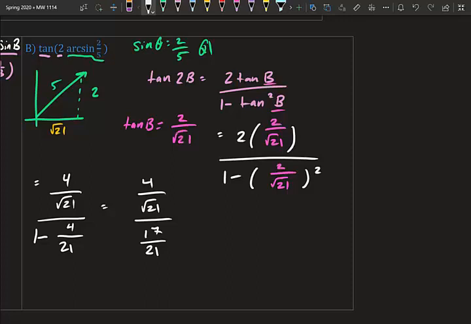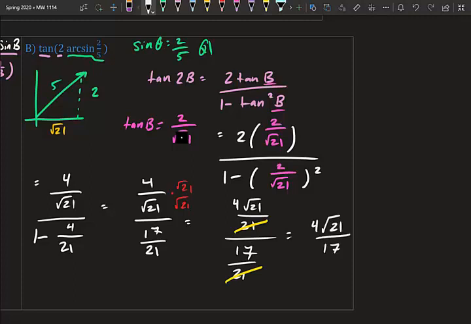I need to rationalize my denominator on top. So we have 4 square root of 21 over 21, all over 17 over 21. We can cancel out those 21s. So our final answer is 4 square root of 21 over 17.